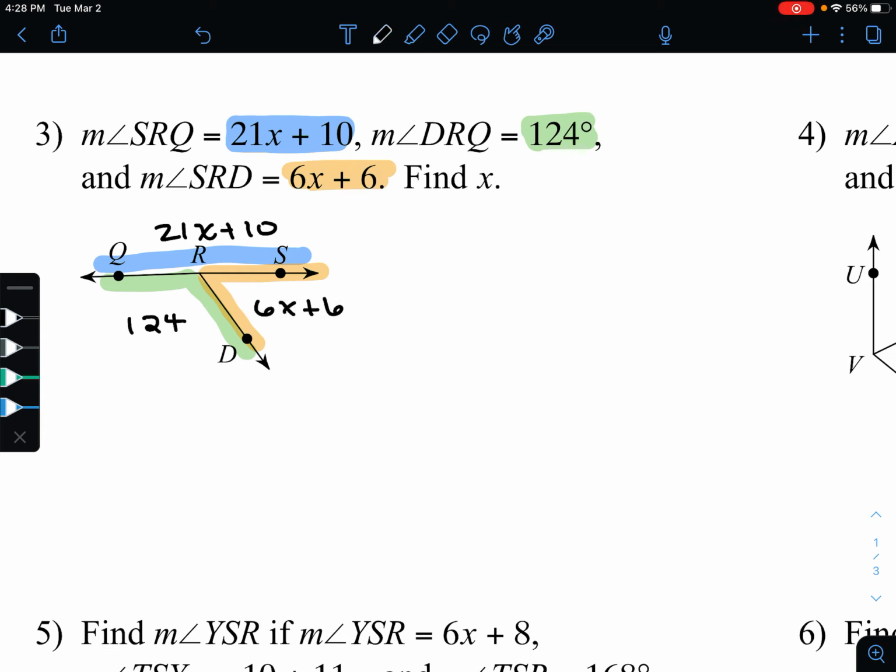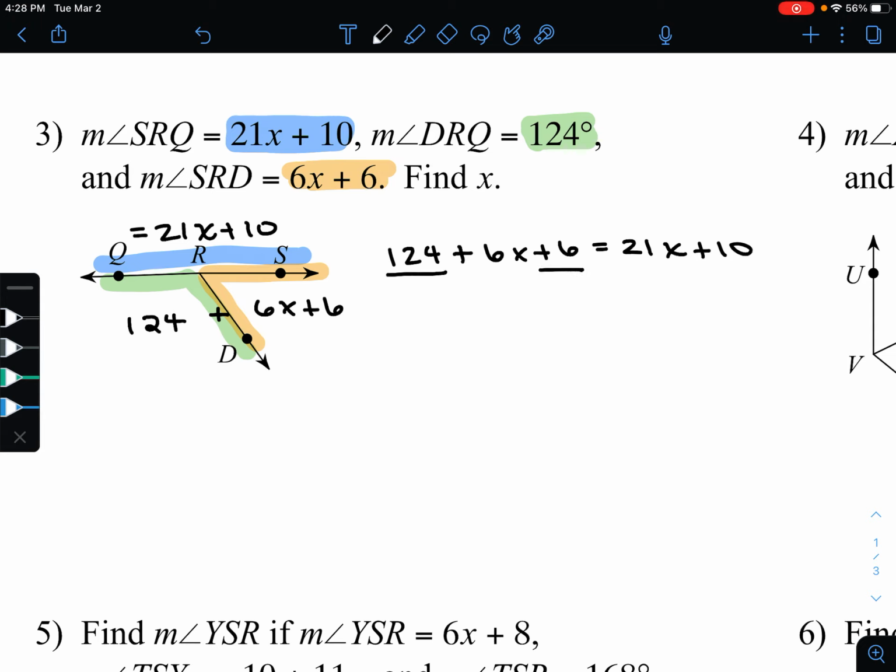I like to do this because then I can immediately see that the two angles that are right next to each other, the adjacent angles, are the two that we add together and set equal to the biggest angle. So we need to write our equation. We start by adding 124 plus 6x plus 6 equals 21x plus 10. And then we just keep solving that equation.